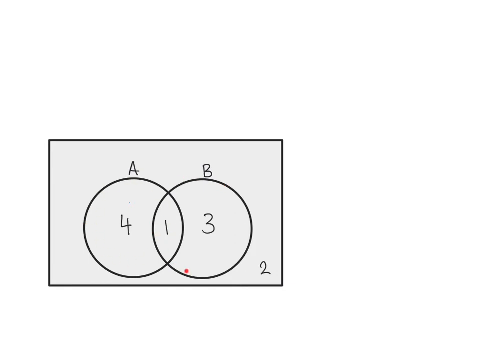In total there are 4 outcomes that fit event B. So there's 1 here, there's 3 here, and another 1 here to make 4. And then there are 2 outcomes that don't meet either of those, so they're on the outside. Let's have a look at a couple of examples using the notation that we use when we describe probability.